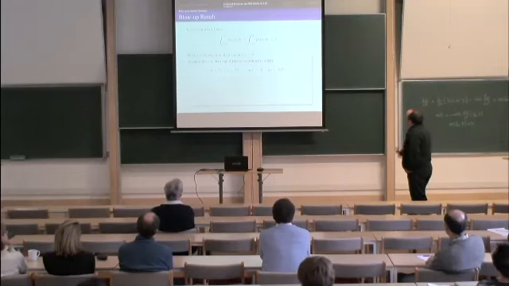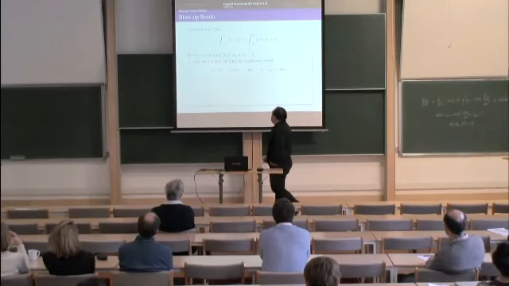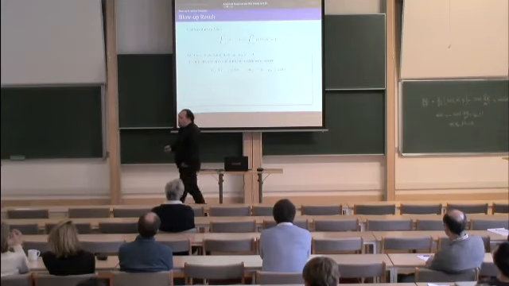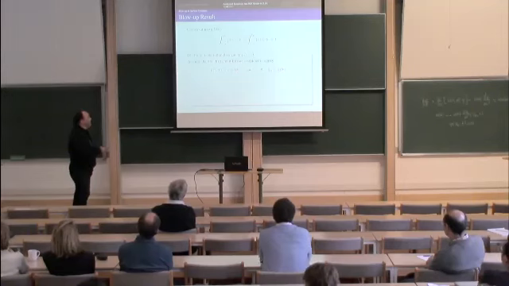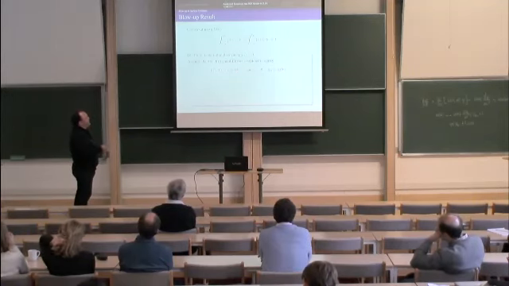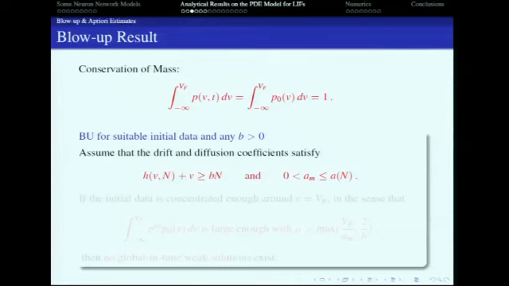So the result goes in the following way. If b is positive, and here it's very important, b positive, then I assume that the drift is larger or equal than minus v plus b n. In fact, I told you that the drift was exactly equal to this, minus v plus b n. But for the theorem you don't need exactly equal. It can be just larger or equal, it works the same. And I'm going to assume that the diffusion, even if it's n-dependent, is bounded below by a positive constant.